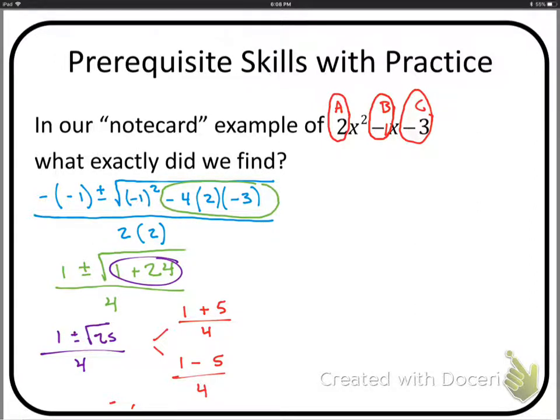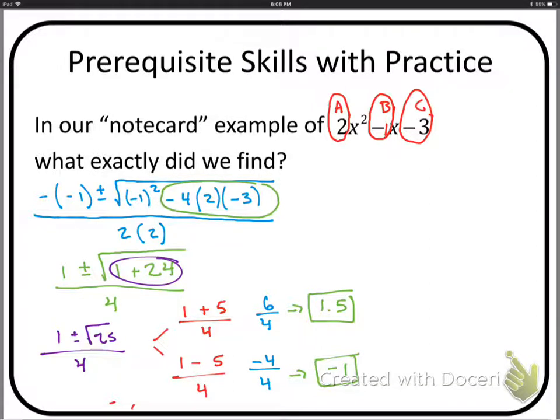Now simplifying these out, 1 plus 5 is 6 divided by 4. 1 minus 5 is negative 4 divided by 4. And then our final answers: this would simplify to 1.5 as one of our x-intercepts. And this will simplify to negative 4 divided by 4, which is negative 1, as our other x-intercept.